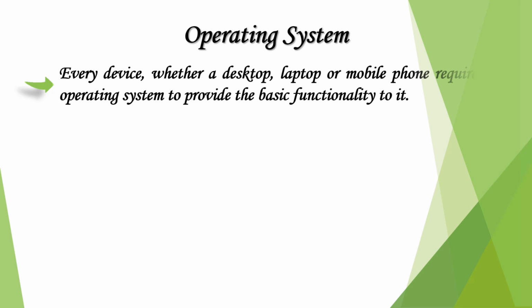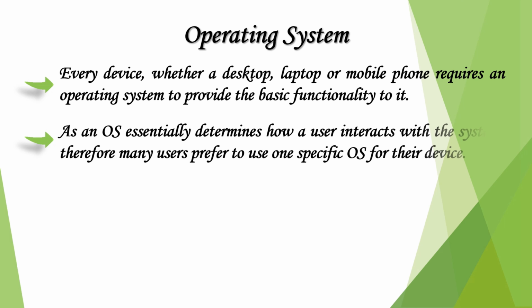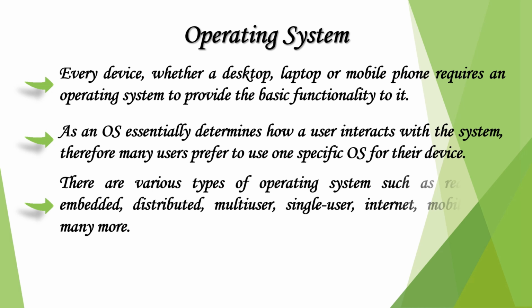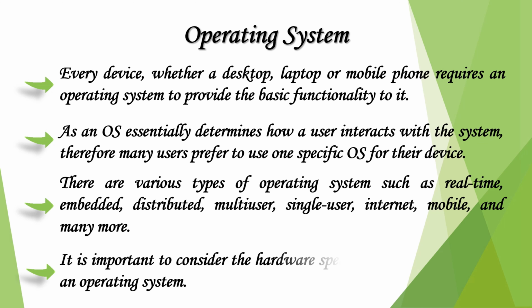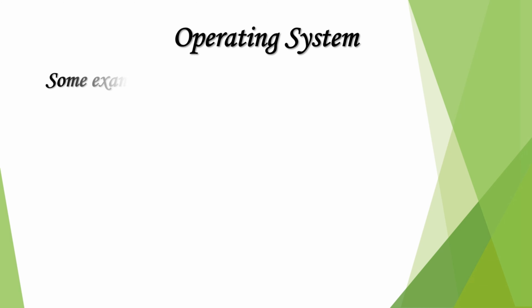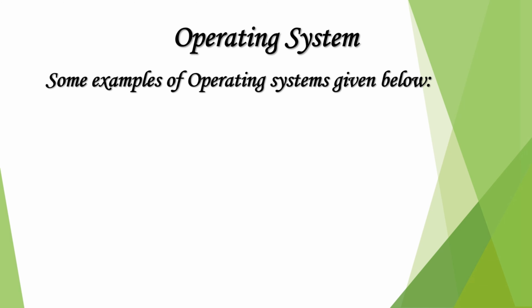Every device, whether a desktop, laptop or mobile phone, requires an operating system to provide the basic functionality to it. As an OS essentially determines how a user interacts with the system, many users prefer to use one specific OS for their device. There are various types of operating systems such as real-time, embedded, distributed, multi-user, single-user, internet, mobile, and many more. It is important to consider the hardware specifications before choosing an operating system. Some examples of operating systems are given below.